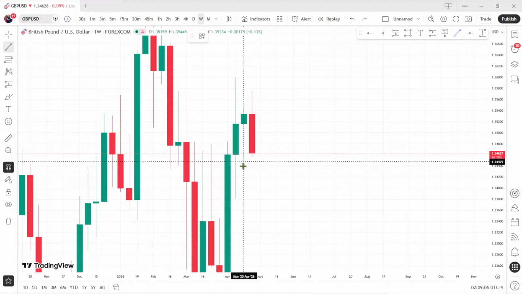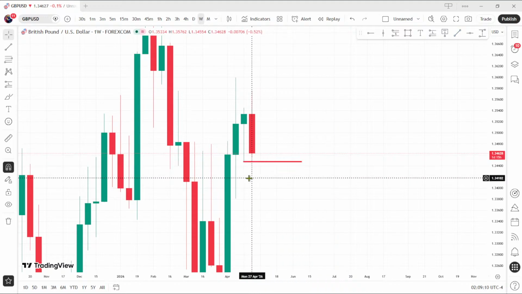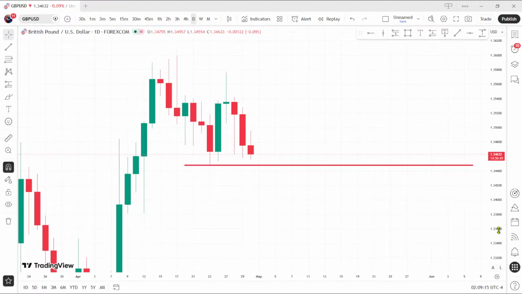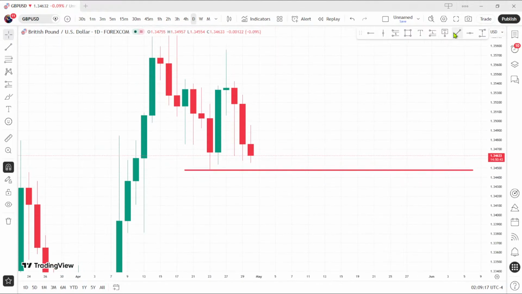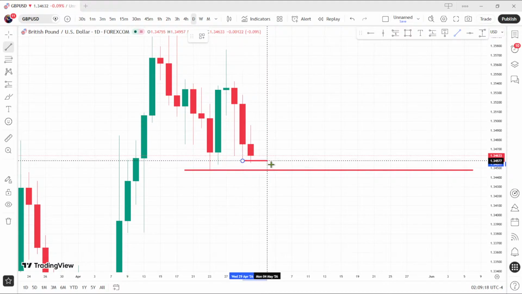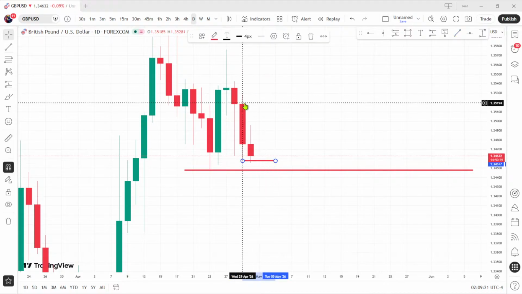Price has not touched the previous week. Have not swept the previous week low. Yet here, it has swept the Wednesday's low, the previous day low.